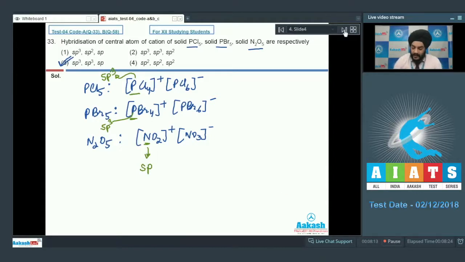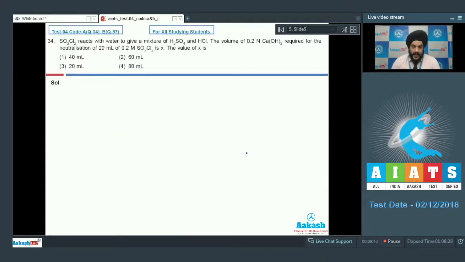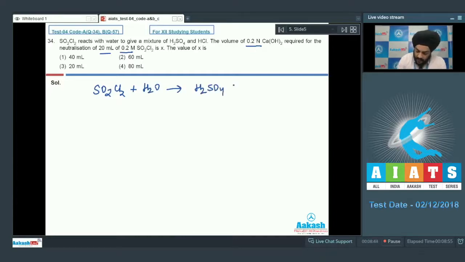Let us look at the next question. Question number 34. It is given that SO2Cl2 reacts with water to give a mixture of H2SO4 and HCl. We have to find the volume of 0.2 normal Ca(OH)2 required for the neutralization of 20 ml of 0.2 molar SO2Cl2. So students, if we talk about this species SO2Cl2, when it reacts with H2O, it gives us H2SO4 and HCl as it is mentioned to us in the question.